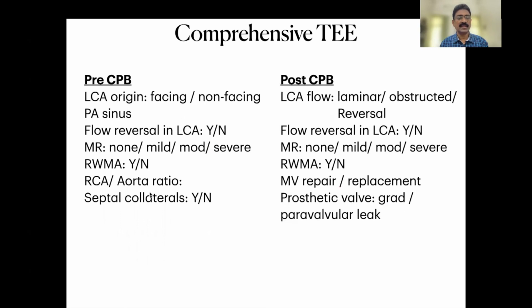If there is myocardial ischemia, there can be mitral regurgitation or regional wall motion abnormality. Also look at the RCA to aorta ratio. This gives an idea about the collaterals between the right coronary and left coronary artery. If it is more than 0.3, there is adequacy of collaterals. And post CPB, again look at the flow, whether it is laminar, obstructed, or reversed. And look at MR. If the patient requires mitral valve repair or replacement, you need to assess that.